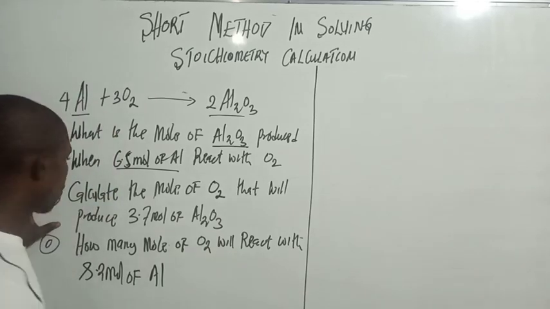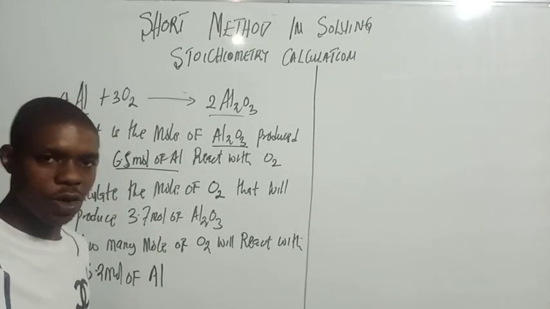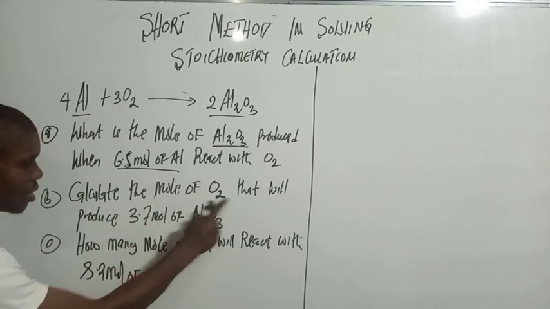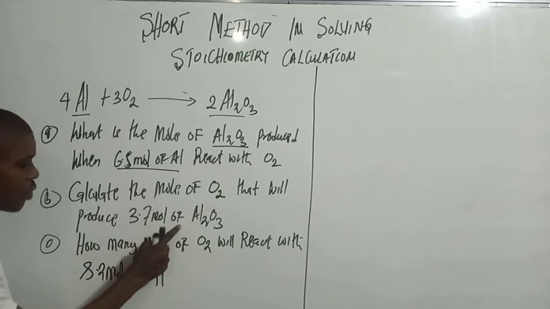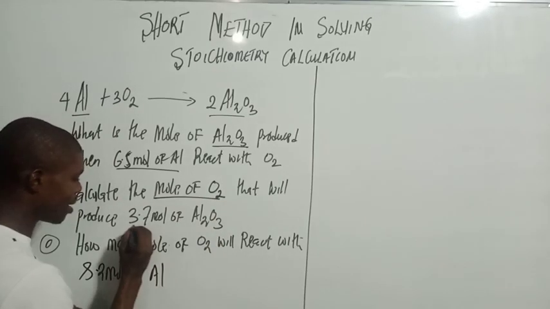So let's look at the second question here. You will try this one for me. Solve it and put your answer in the comment section. It's very, very important. So calculate the moles of O2 that will produce 3.7 moles of Al2O3. So they're talking about moles of O2 and this one here.